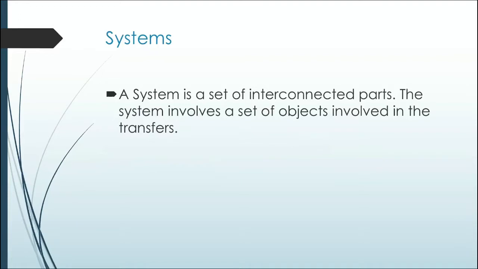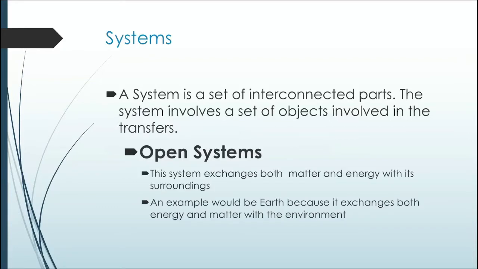So these are just sets of interconnected parts, right? And it has all the objects involved in the energy transfer. So if you look at a car, that's a whole system going on there. But you can make it a lot simpler than that. You look at a bike, that's a whole system there. You look at a pool table, and all the billiard balls and the pool cues are part of the system, right? So that's kind of what a system is.